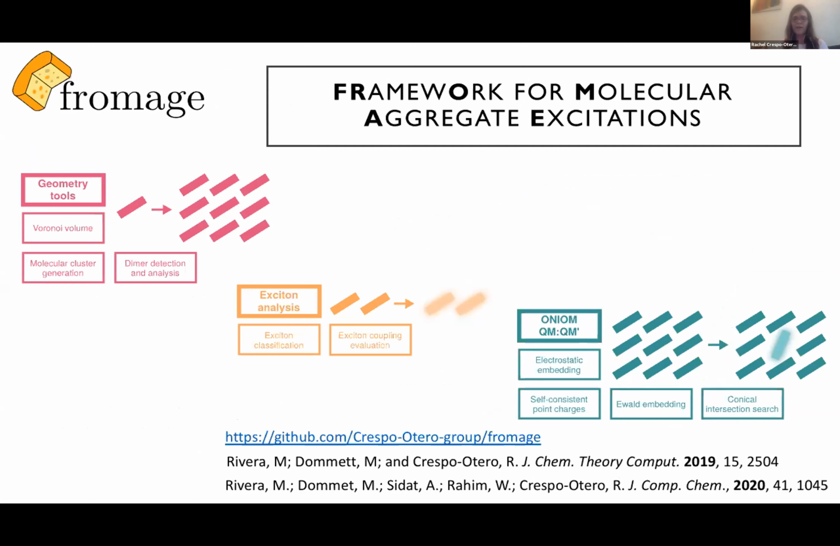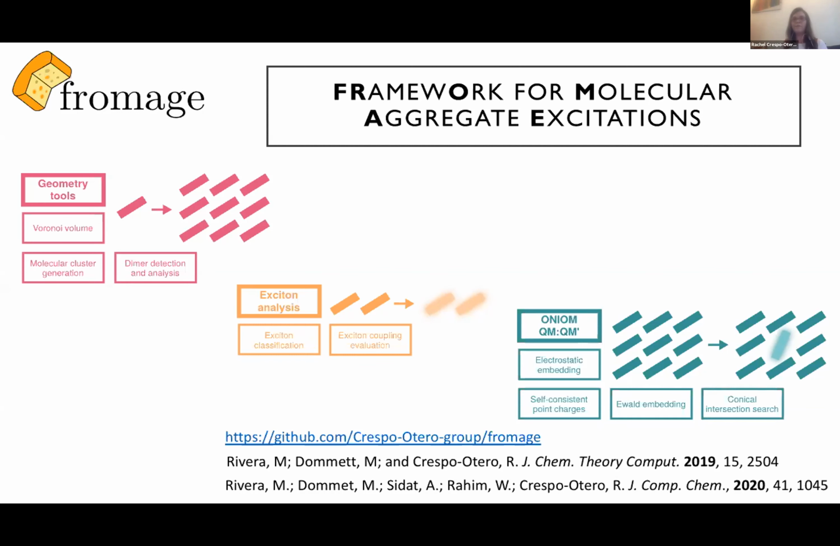So if we are working with the excited states of a molecular crystal, normally the procedure that we use is to start by optimizing the crystal using periodic DFT. After that, we analyze the geometries of the system. Then we do an analysis of the exciton couplings in the system to have an idea of how important the delocalization of the excitation is. And following that, we do excited state embedding calculations. This is a workflow that we follow very often.